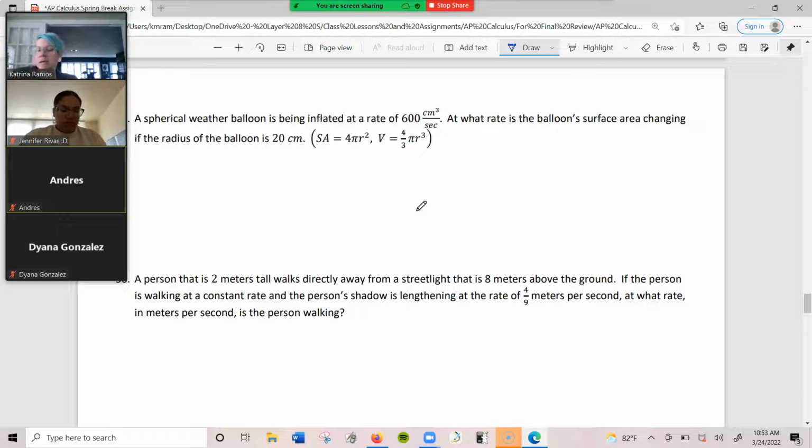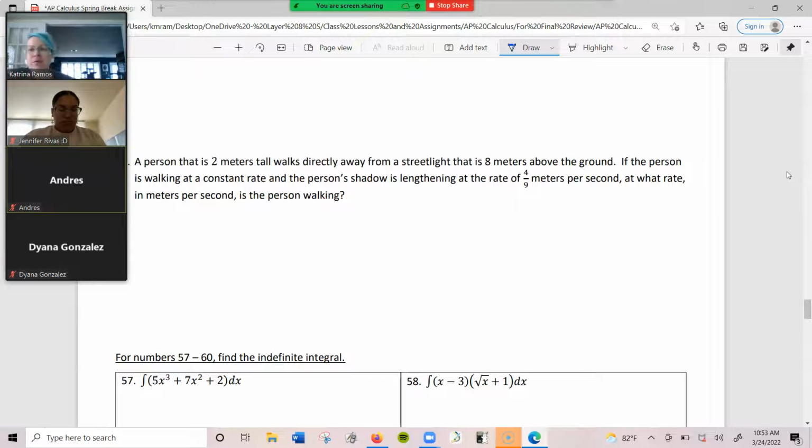Okay, so this one is a related rates. A person that is 2 meters tall walks directly away from a street light that is 8 meters above the ground. Okay, so I'm going to start drawing a picture. So this is the street light. This is 8 meters. Here is the person that is 2 meters walking away from the street light, so going this way. If the person is walking at a constant rate and the person's shadow is lengthening at a rate of 4/9 meters per second, at what rate in meters per second is the person walking?